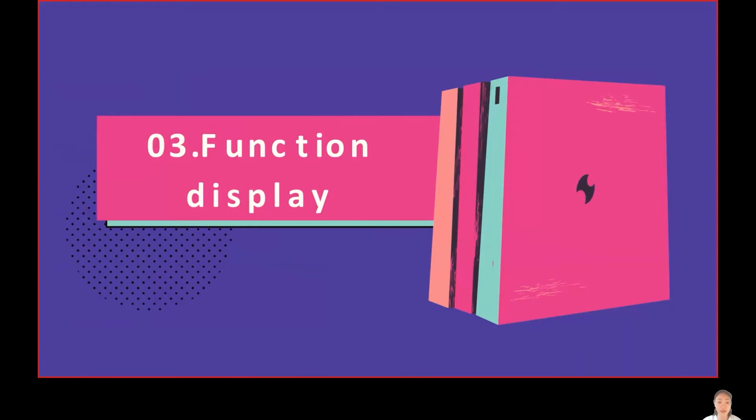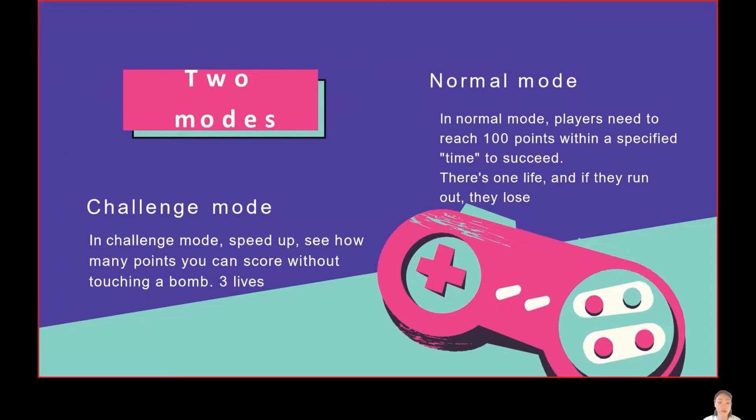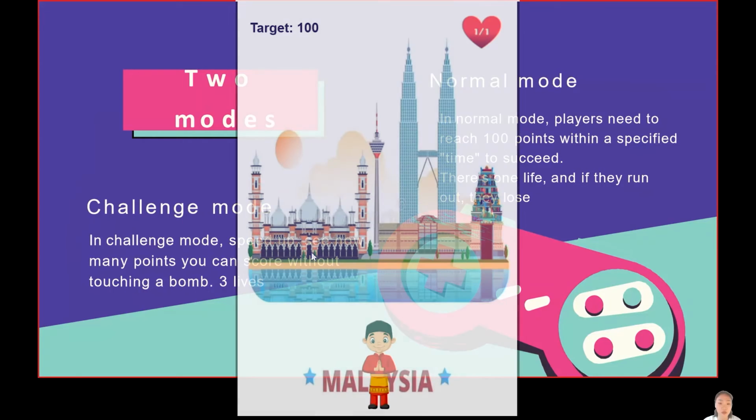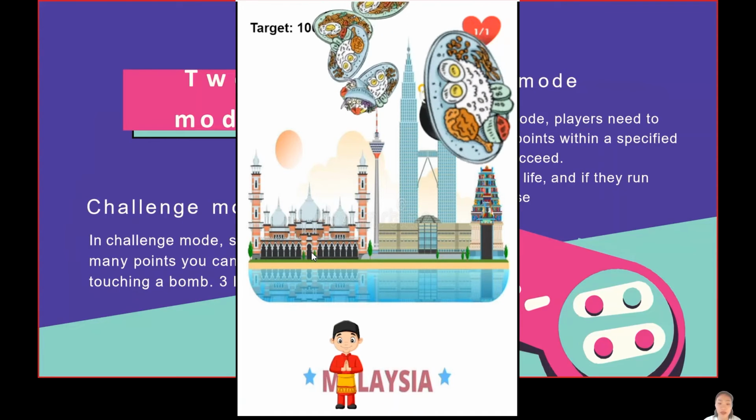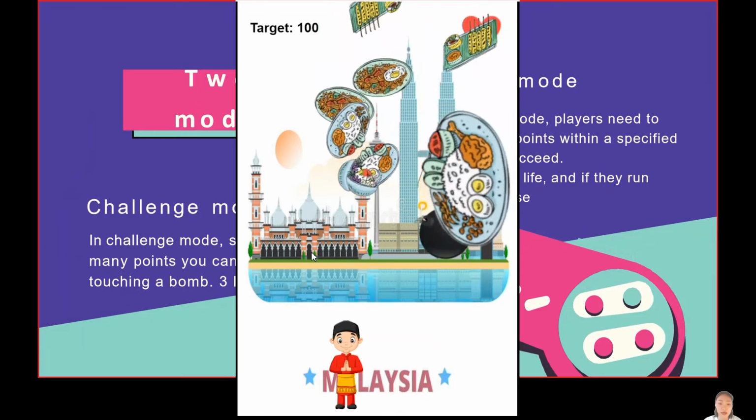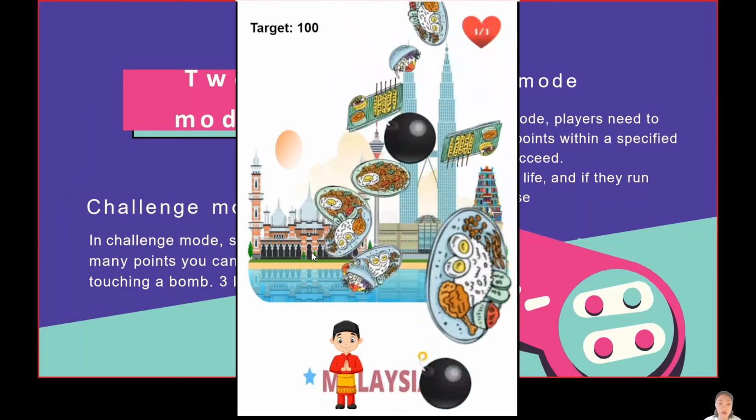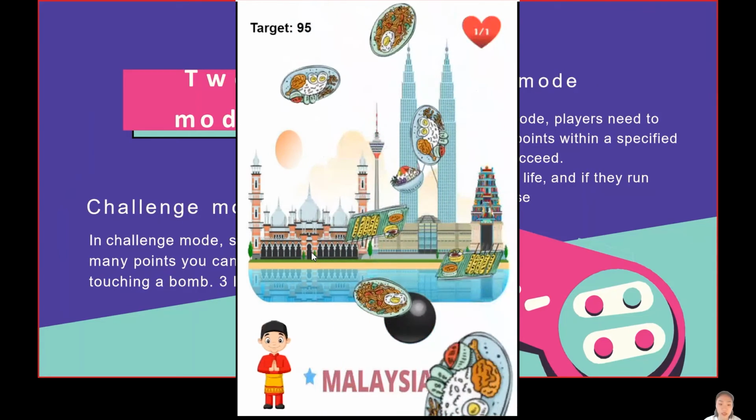Okay, for the function display, our game has 2 modes to play. The first one is normal mode. Players need to move the character left and right using the keyboard or touch the area where they want the character to move, to collect the Malaysian food to get points, while avoiding getting killed by bombs, with one life and the increasing game speed and difficulty.